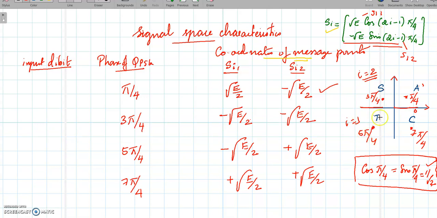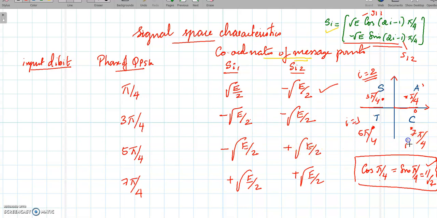So for 5π/4, here only tan is positive, so both sine and cos are negative here. So you have negative of √E by 2 here, and here again negative of negative means positive √E by 2.